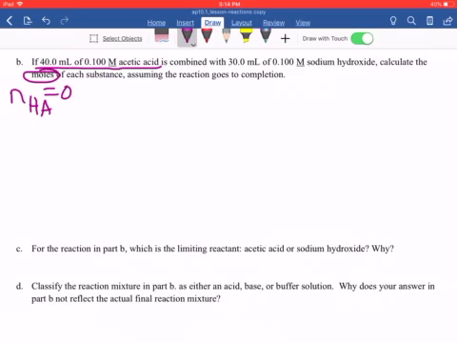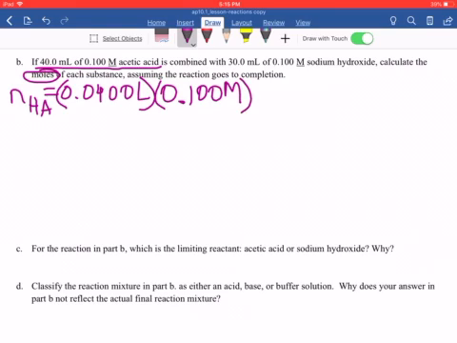And so we have 0.0400 liters. That's our volume, so I converted 40 milliliters to liters, times 0.100 molarity, right? And molarity is moles over liters, so multiply liters and molarity, the liters will cancel out and you're left with moles. And so when you multiply those two together, you end up with 0.004 moles. If you're going to the correct amount of sig figs, 0.00400 moles.